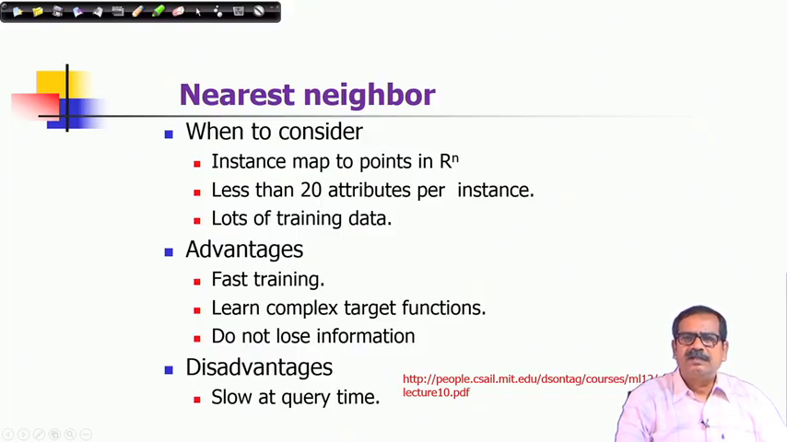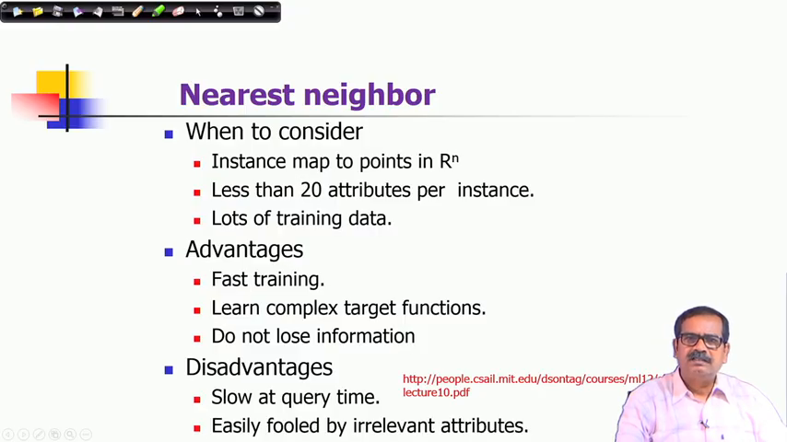The disadvantage is that it is slow at query time, it is very computation intensive. You have to compute all the distances with all the data points, which means your query would be very slow. It is linearly proportional to the number of data points, and if your data is very large, it is prohibitively difficult. It is also easily fooled by irrelevant attributes. If there are outliers or irrelevant attributes which are not related, you are still establishing relationships by neighboring relationships.